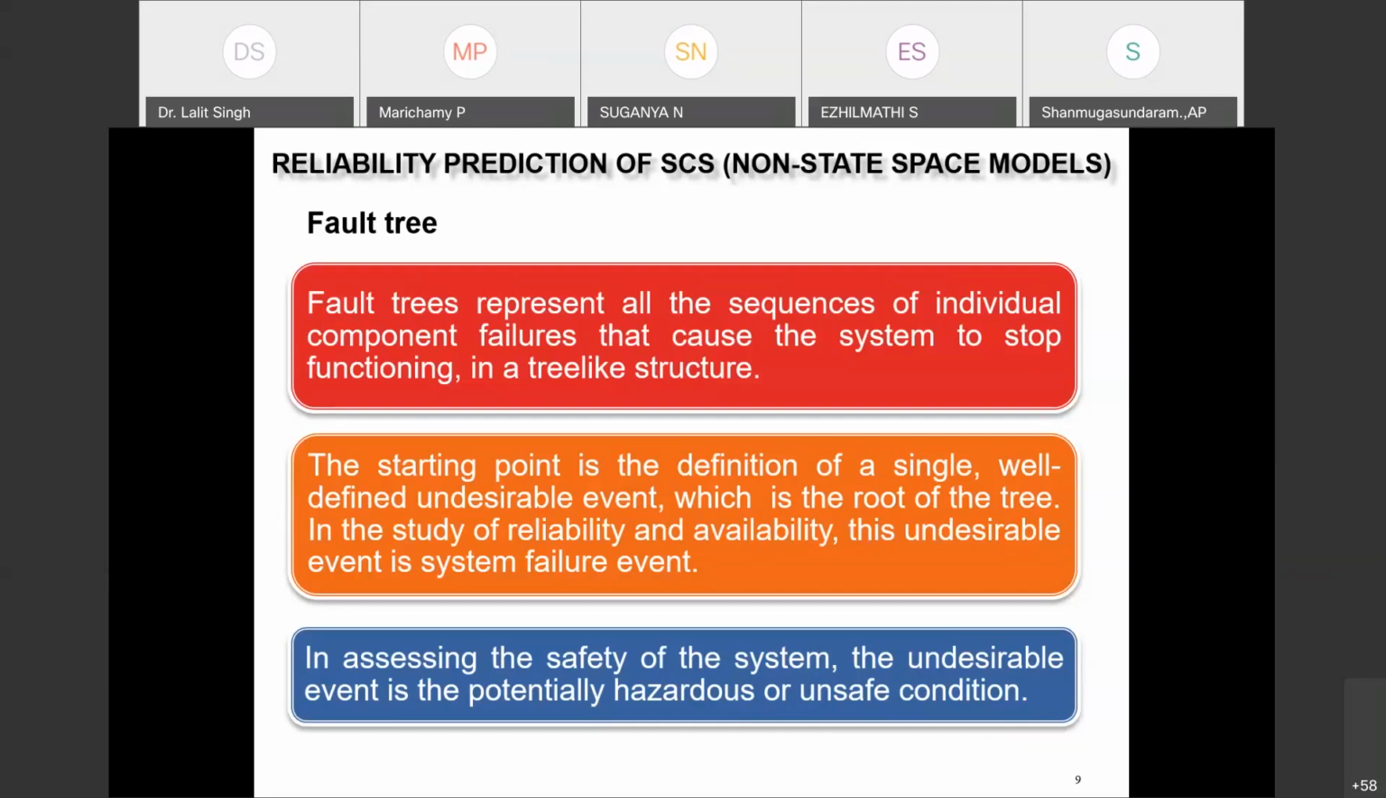So the fault tree is nothing but a deductive technique, where we try to deduce reasons, and it is the combination of OR and AND gates, where we can solve by assigning the failure probability of basic events.